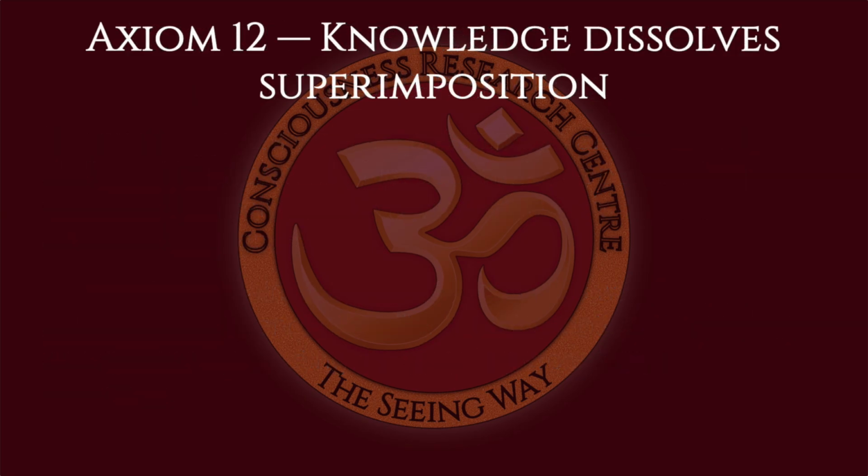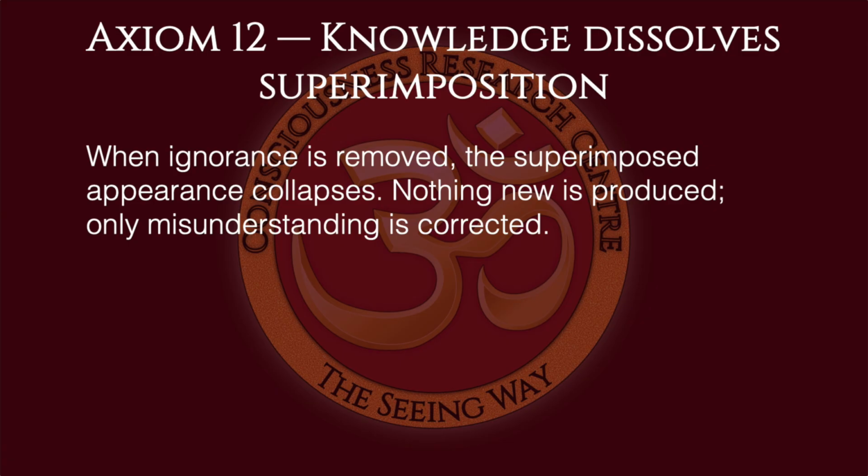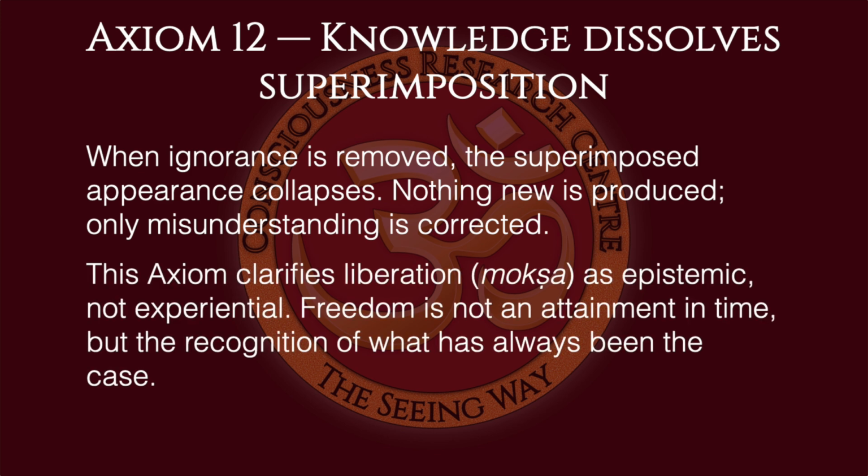Axiom 12. Knowledge dissolves superimposition. When ignorance is removed, the superimposed appearance collapses. Nothing new is produced. Only misunderstanding is corrected. This axiom clarifies liberation, moksha, as epistemic, not experiential. Freedom is not an attainment in time, but the recognition of what always has been the case.